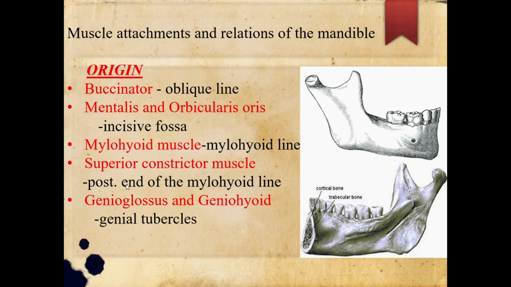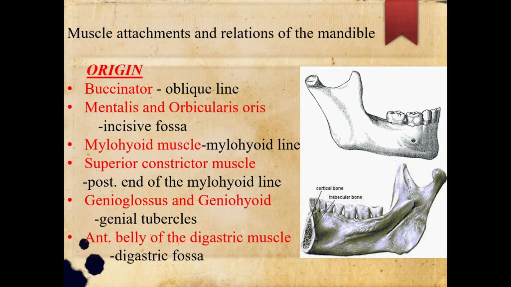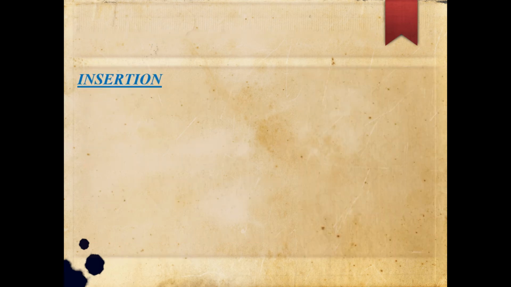Genioglossus and geniohyoid. The upper genial tubercles give origin to the genioglossus and the lower tubercle to the geniohyoid. The anterior belly of the digastric muscle arises from the digastric fossa. Next, insertion.